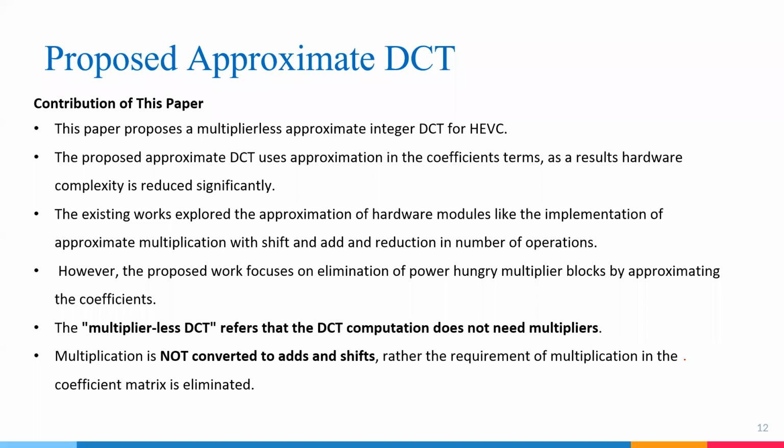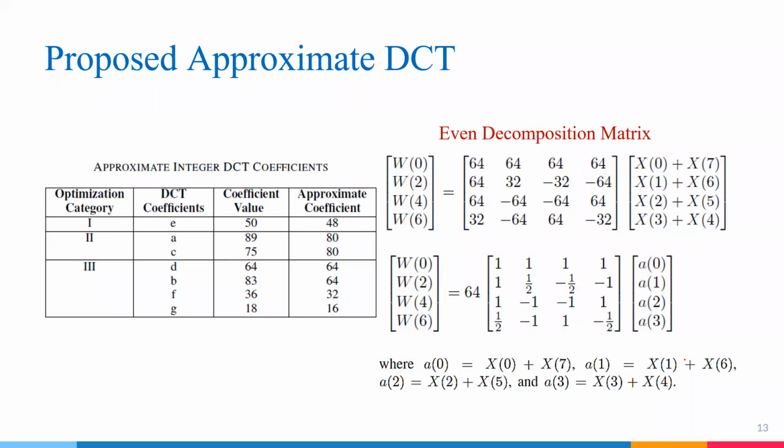Now, what we are proposing here is a multiplierless approximate integer DCT. The proposed DCT uses approximate coefficients. As a result, hardware complexity is significantly reduced. We also applied this to image processing, where we got an acceptable PSNR value, and the output visual quality was not degraded when we applied this to the hardware.